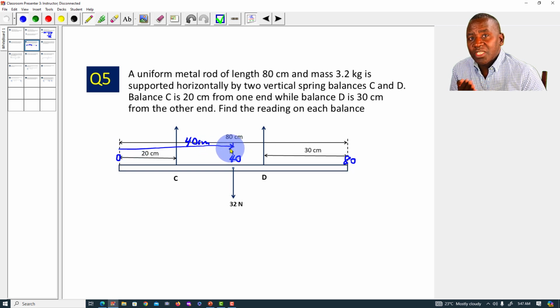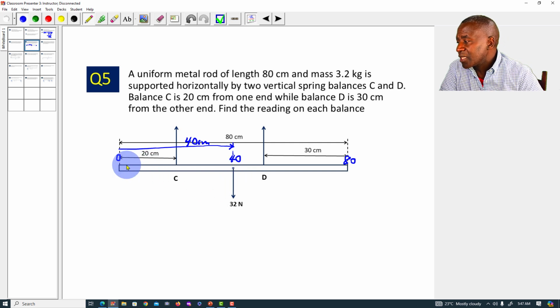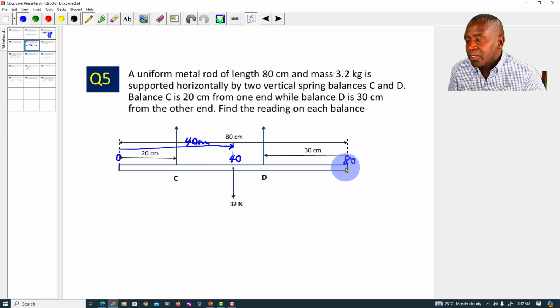We are talking about the same thing, only that here I'm talking about this length from here all the way to this point, but when I talk about the 40 centimeter mark, I'm talking about a point. It is 40 centimeters from this other end. This other point here is 80 centimeters because it is measured from this other end. However, the length of the rod is 80 centimeters.